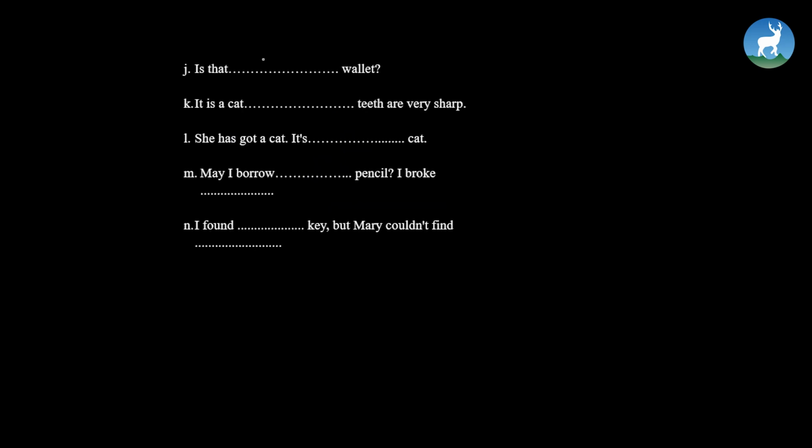Is that your wallet? It is a cat. Its teeth are very sharp. She has got a cat. It's her cat. May I borrow your pencil? I broke mine. Why did we use mine here? We used mine to make our sentence simpler. We could have said I broke my pencil, but we replaced my pencil with mine to make the sentence simpler using a possessive pronoun.